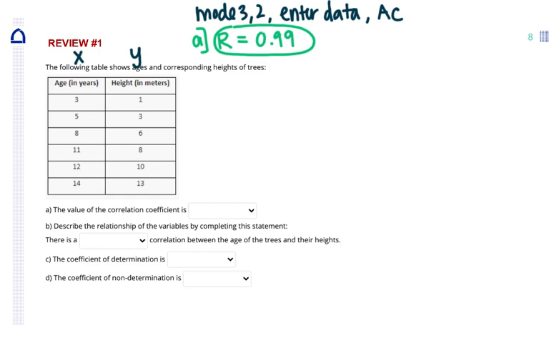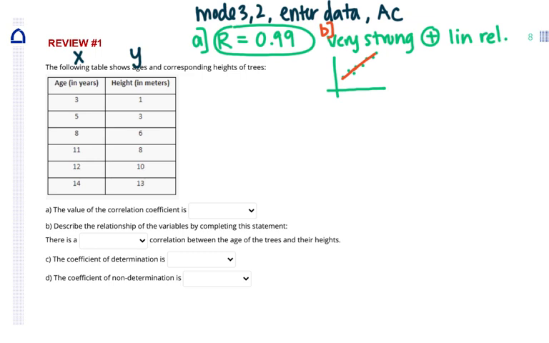And what that means is it is a very strong positive linear relationship between the variables. That means if we were to draw the scatter plot, the dots are very close to a straight line and they are going up from left to right. So in fact, I already answered part B. Describe the relationship. So this would be part B. There is a very strong and positive linear relationship between the variables.